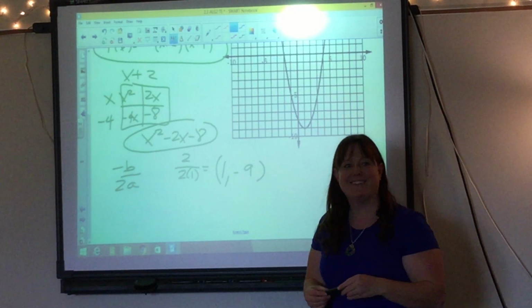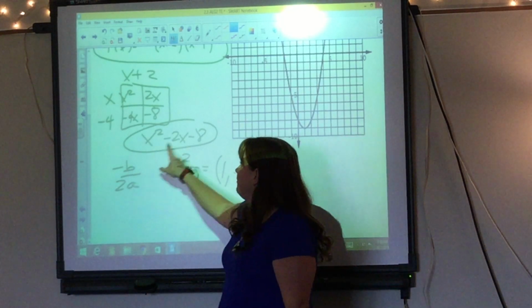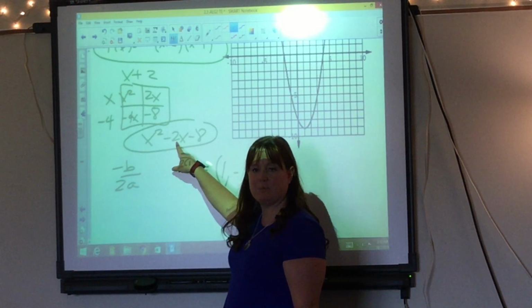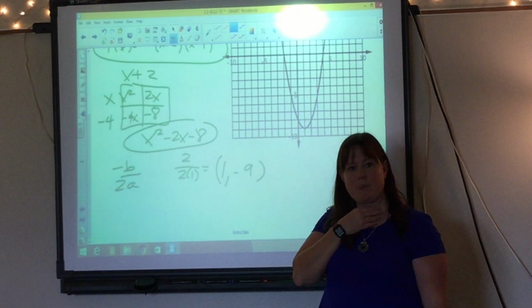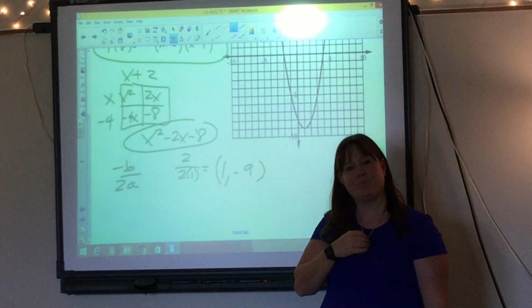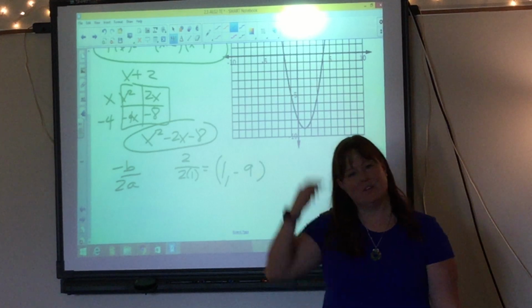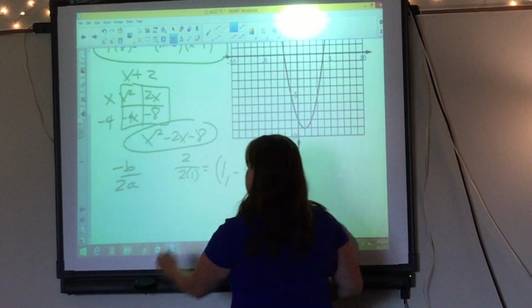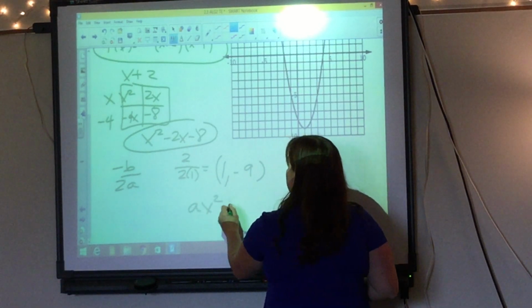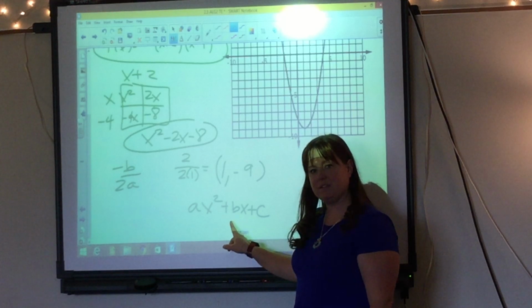Wait, why is it 2 over 2? Is it the x? Negative b. It's right there: negative whatever this number is, or the opposite of this number. How did you get b? What does that mean? Remember, standard form is ax squared plus bx plus c. So whatever number is in front of the x is b.